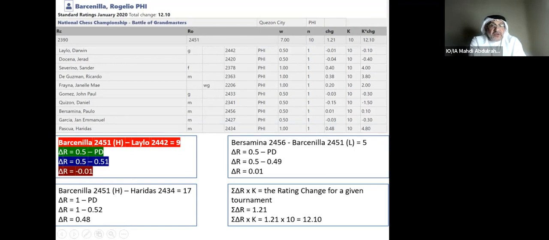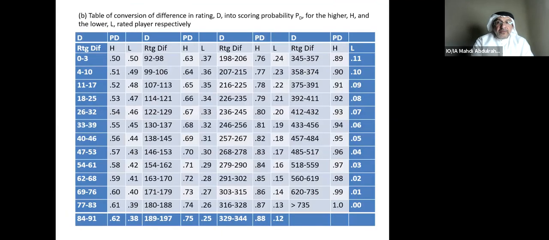First of all, we make our calculation: 2451 minus 2442 equals 9. So the rating difference between the two players is 9. We go back to our table and see where the 9 is located. The 9 is between 4 and 10.